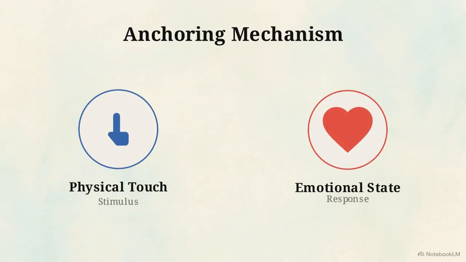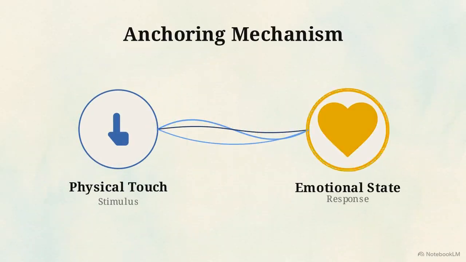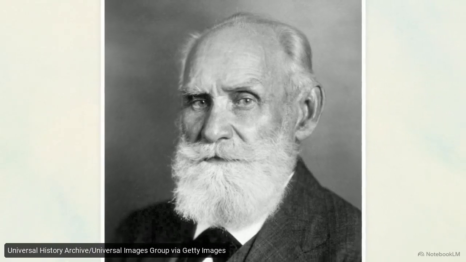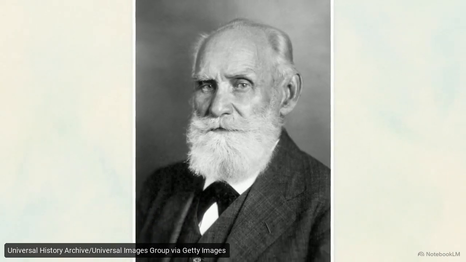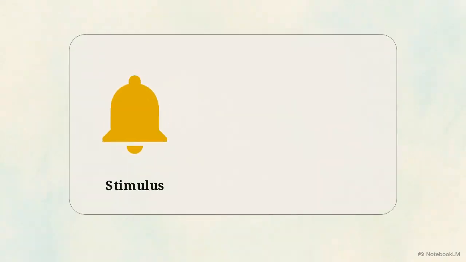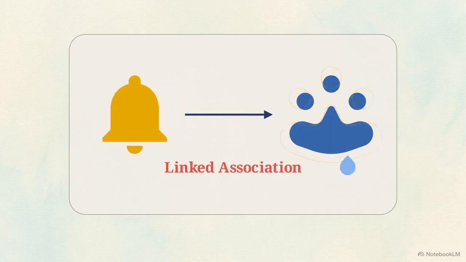It is a systematic approach to training your nervous system to link a specific physical touch to a chosen emotional state. This process is based on the same principles Ivan Pavlov discovered in his conditioning experiments, that a specific stimulus, like a bell, can be paired with a physical response until the two are linked.